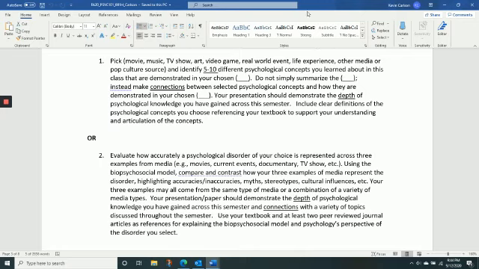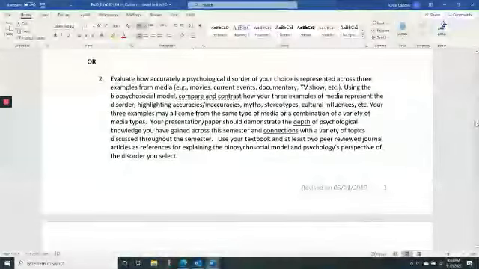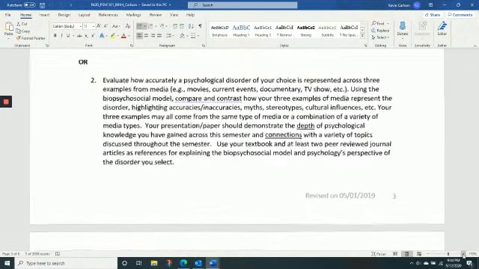And then the second choice is here. I kind of want to put this up a bit more. So here it says evaluate how accurately a psychological disorder of your choice is represented across 3 examples from media. So media includes movies, current events, documentaries, TV shows, etc. And so here, you might not know exactly all the psychological disorders, but you might have a general sense of it, but you can definitely look at the textbook.